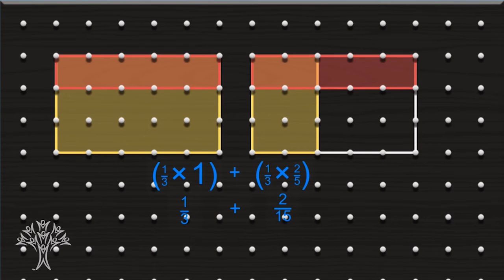Next, I shaded in 1/3 with red. The overlapping portion makes an orangish color. We can see that 1/3 of the first whole is 1/3. In the second rectangle, we can see that 1/3 of 2/5 is 2/15. Now we just need to add these together.